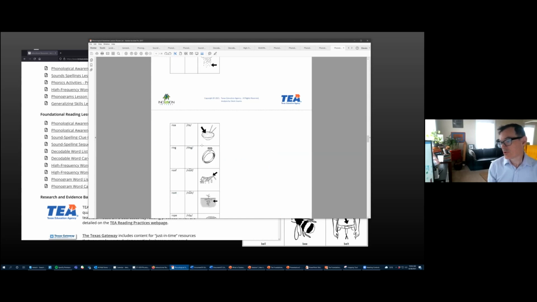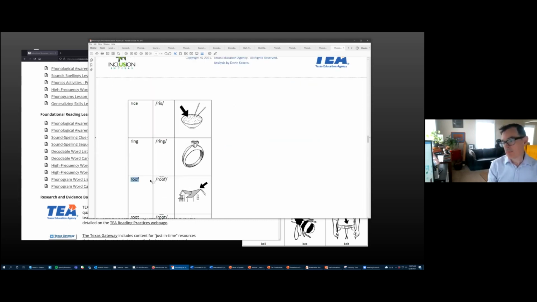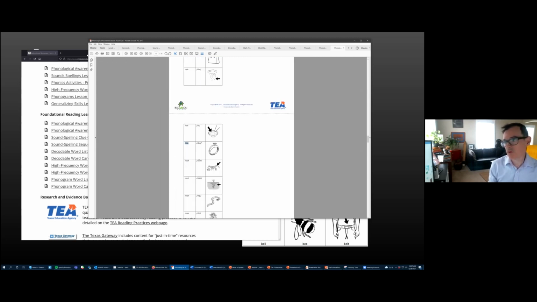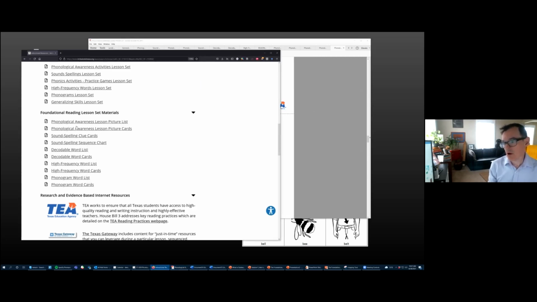And what you should know too is that because it's about sounds and not about letters, you wouldn't teach kids the oo sound for roof right away. But this is about the sounds, not the letters. So you can use roof if you're focused on the r sound at the beginning, because the r sound at the beginning is still a sound you teach early in lessons, even though you haven't taught the oo sound. Okay, so that's what the phonological awareness lessons are.